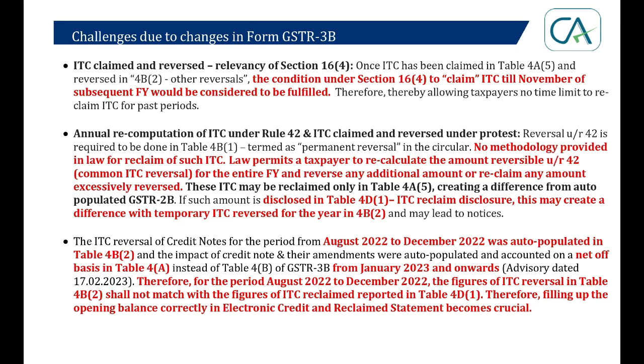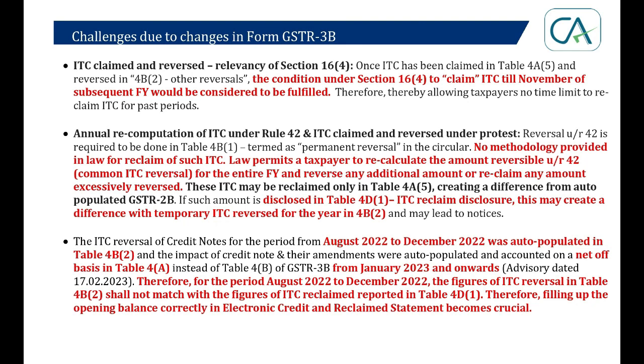But on the same side, if we do an annual recomputation of the total ITC proportionate to the exempt supply, which means the value of exempt supply divided by total outward supply into common ITC of inputs and input services, if I compute that in the month of September, October, for the last month, October 2023, to make any rectification, just in case I saw that I have reversed excess, I have to reclaim.